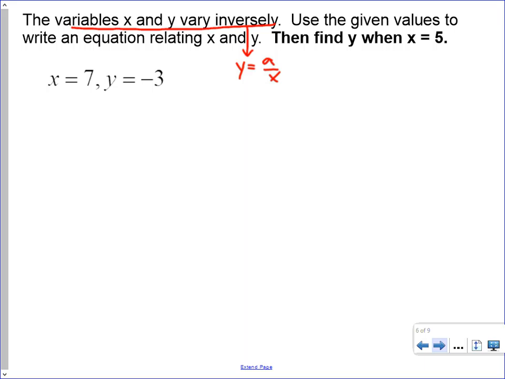After you know that it's supposed to look like y equals a over x, what are some options you could do? There's multiple ways to use the given values to write an equation relating x and y. What are you guys thinking about possibly doing? Why would you multiply 7 and negative 3?